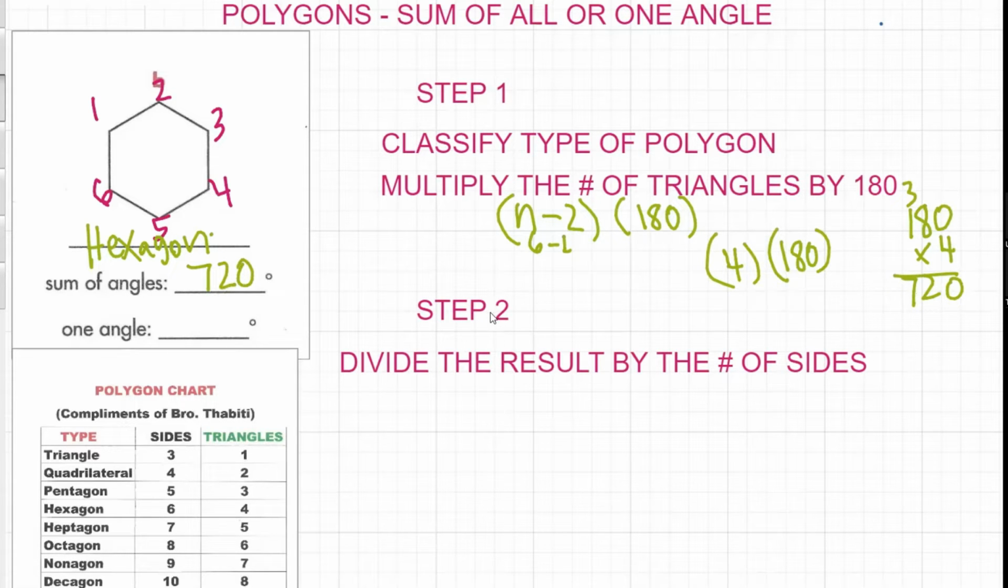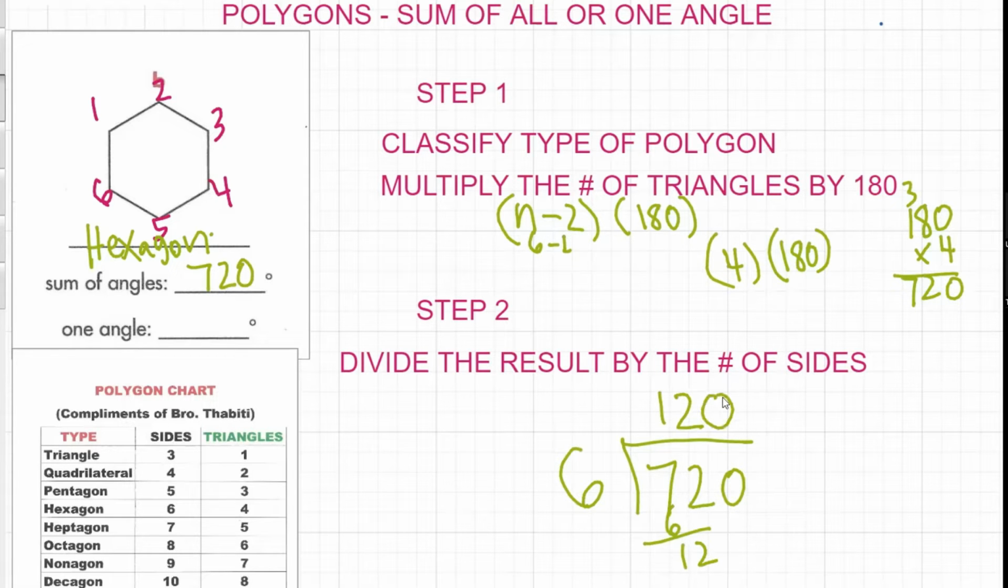Step 2 says divide the result by the number of sides. Our result was 720, and we have 6 sides, so that's what we're going to divide by. 6 goes into 7 one time, that's 6. Bring down the 2, that goes in there 2 times. Bring the 0 up. That's 120 degrees. Now we have both of our answers: 720 for the sum of angles, and one angle is 120 degrees.